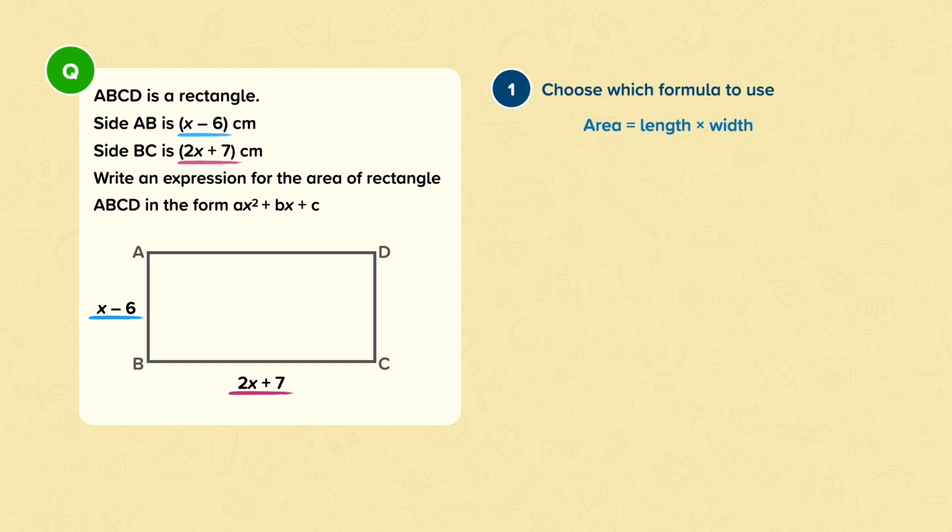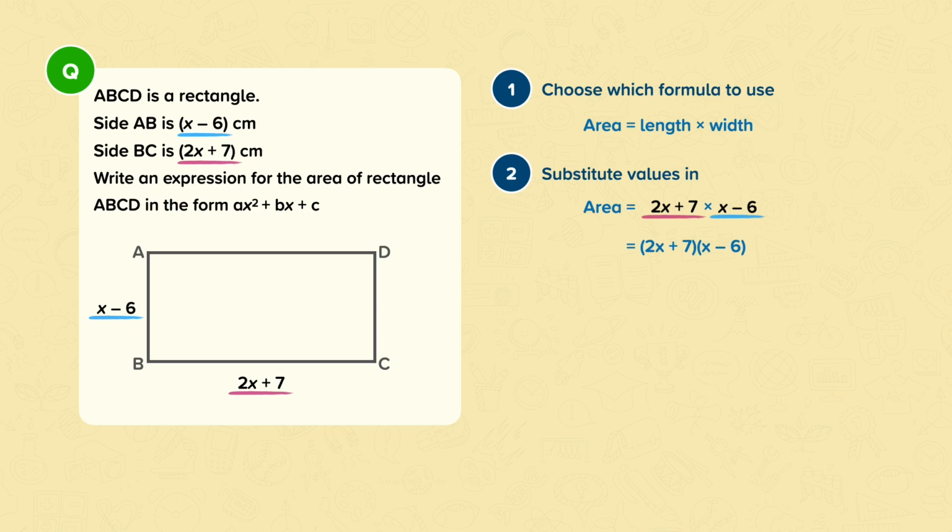If our lengths were just integers, we would simply multiply them together. However, in this situation, we have algebraic expressions instead. But let's just do the same thing and substitute those values in. So, our area equals our length of 2x plus 7, multiplied by the width, which was x minus 6. We know that when we multiply algebraic expressions together like this, they should be written in brackets like this.